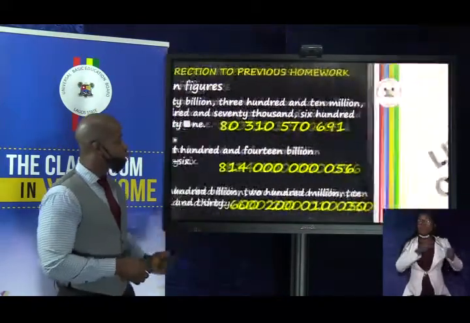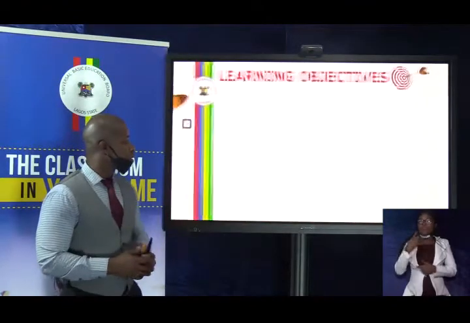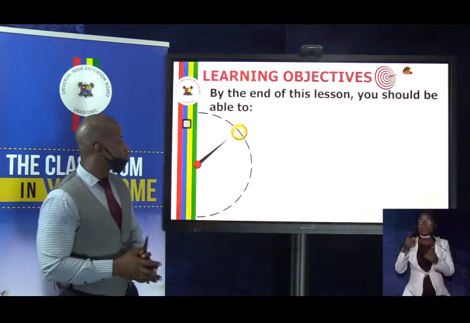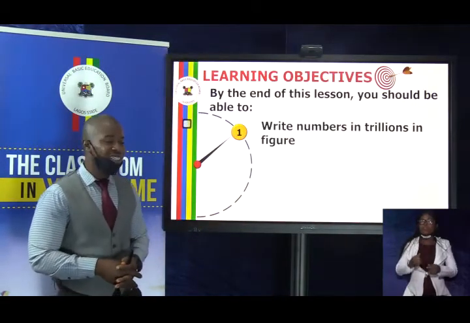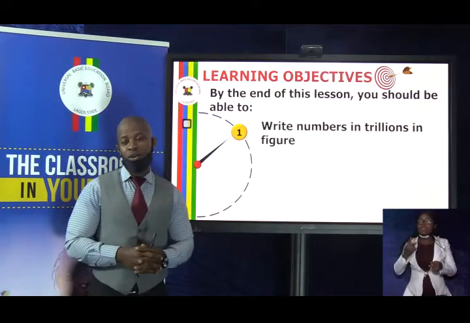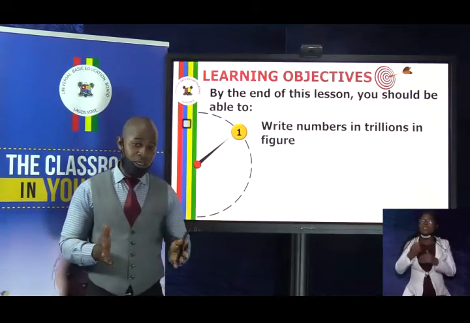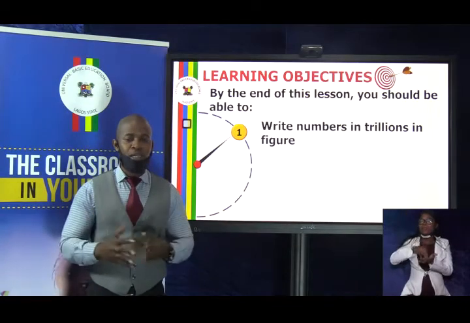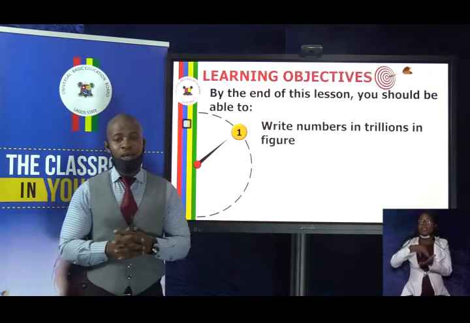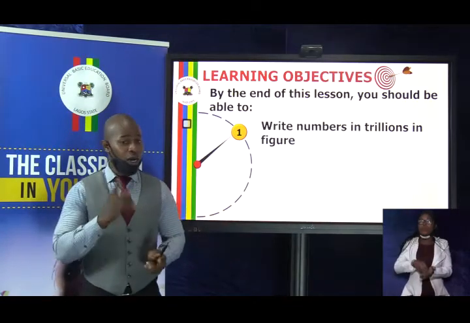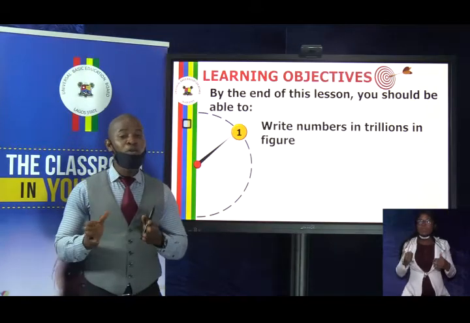Now moving on to today's work. What's our learning objectives? By the end of this lesson, you should be able to write numbers in trillions in figure. Now remember on Tuesday we had Magic Tuesday, and you were told that the next place value after the billion is trillion. Now I don't want you to be scared, my friend. We will not be going beyond trillions.